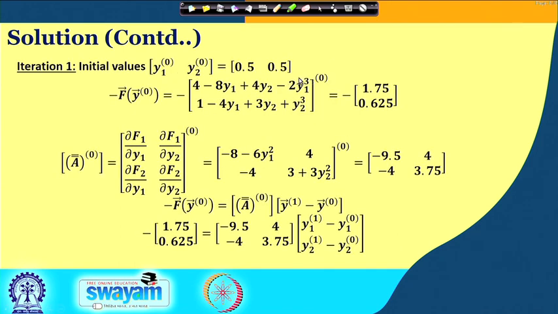Now, let us have these initial guess values as 0.5, 0.5, as we have done for the previous way of solution by successive substitution. So, here what we do, we evaluate the function values at these guess values, and then we also evaluate the Jacobian matrix, okay, and we put these values and we get this particular Jacobian.